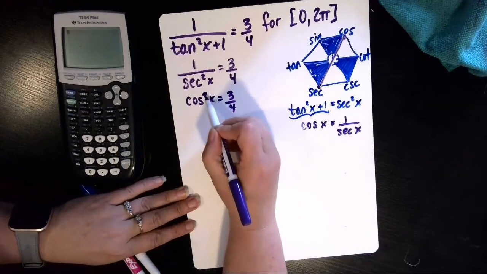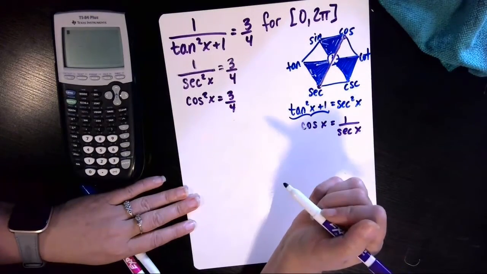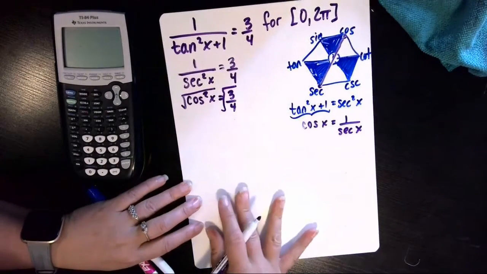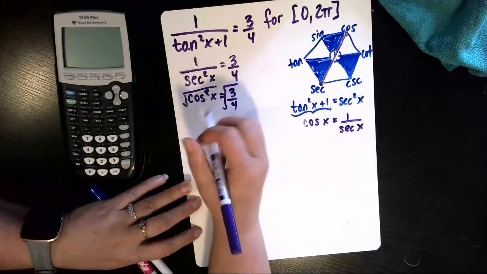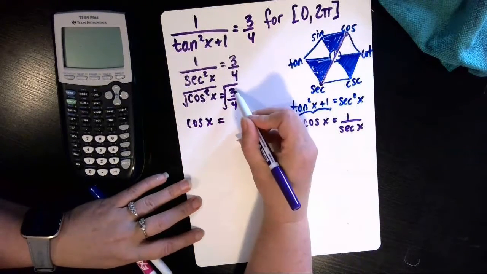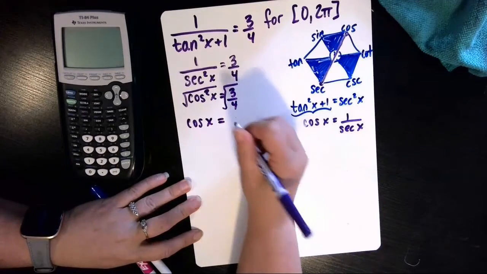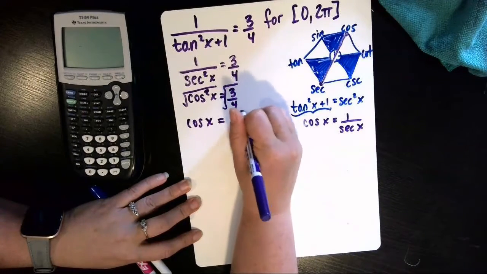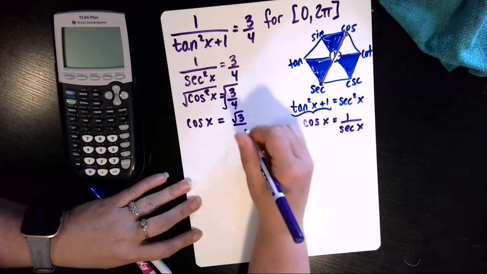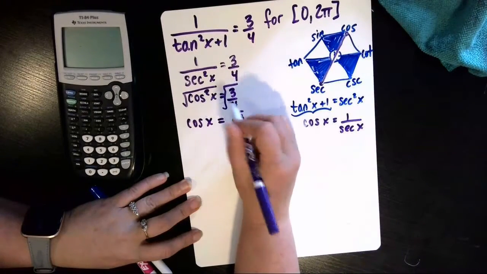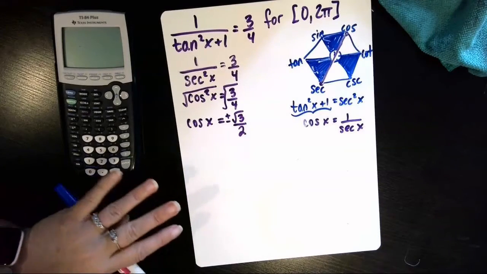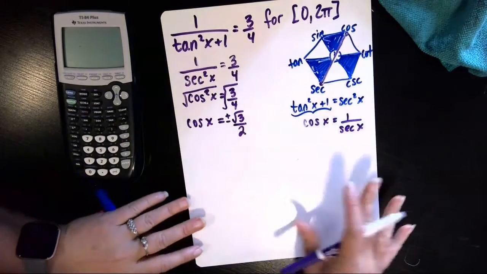Okay, now to undo a square, we have to square root both sides. So we'll take the square root of the left and the square root of the right, and that's going to get rid of the square. So we'll have just a regular cosine of x. And when you take the square root of a fraction, you take the square root of the numerator, which would be square root of 3, and the square root of the denominator, the square root of 4 is 2. And don't forget your plus or minus, because whenever you take a square root of a squared variable, you get two answers, a positive and a negative.